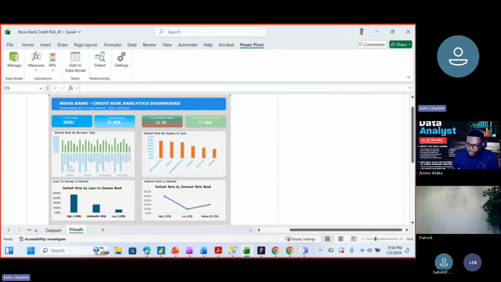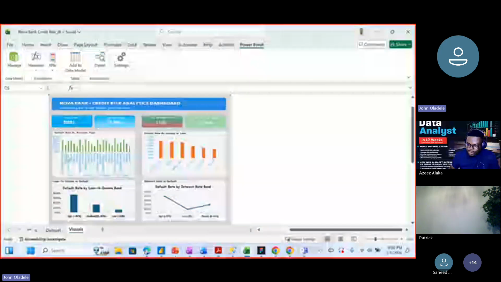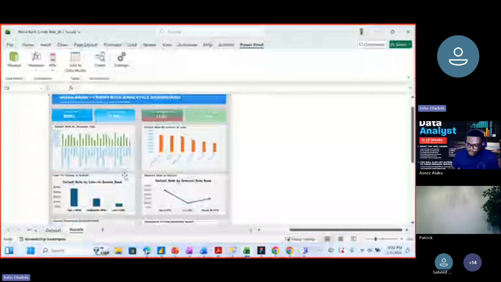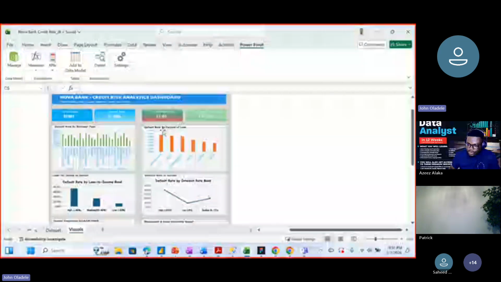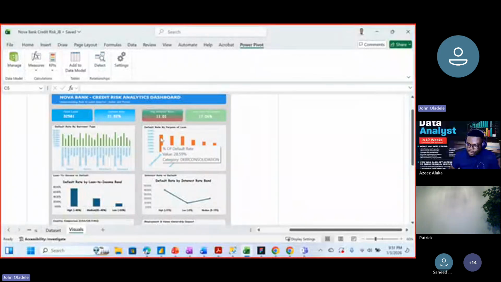Then also we have the default rates by the purpose of loan. Those people who take loans to pay off another loan have the highest rate of default, whereas those people who take loans for business ventures tend to repay their loans on time.